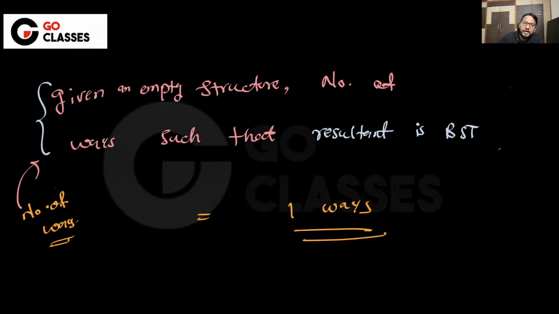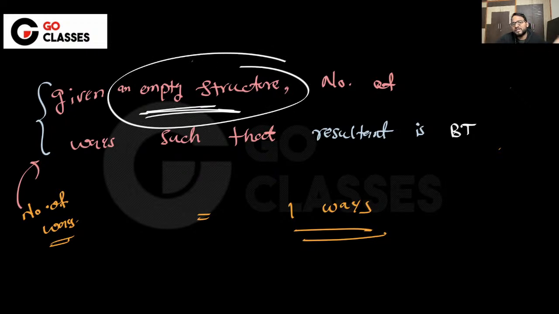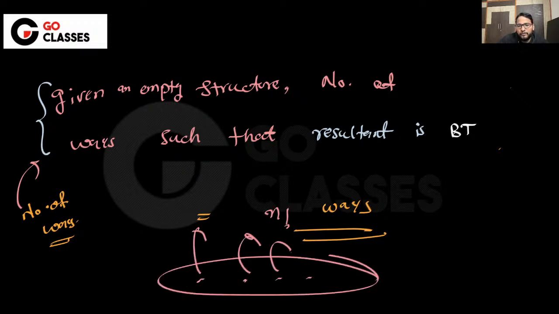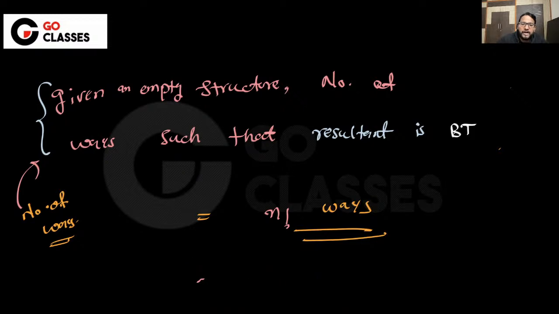And if they say the resultant is just a binary tree, okay? This is the empty structure that is given to you. You do not have the facility to change the structure. The structure is given to you. They just say that it is just a binary tree. Then there are n factorial ways. Why? For every combination, you will just be shifting them up, right? So there are n factorial combinations. That's why there are n factorial ways to fill up any empty structure such that the final tree is a binary tree, just a random binary tree.